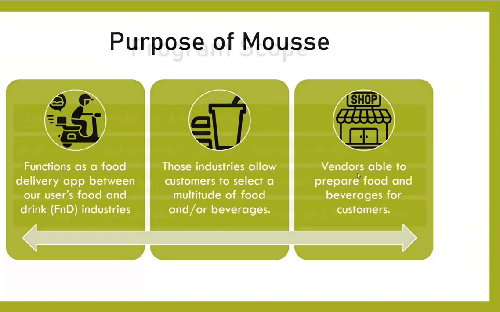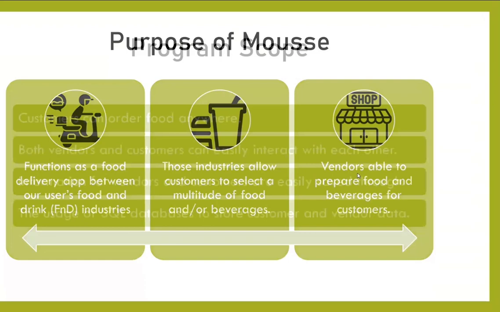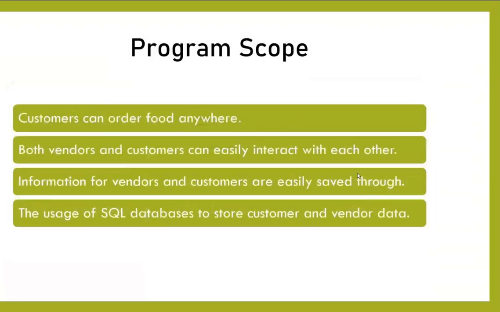Next is the program scope. Here our scope is to allow the customer to order food anywhere, and both vendor and customer can easily interact with each other within the program. The information for both vendor and customer is easily saved in the database inside the program. This is through the usage of an SQL database to store both the customer's and vendor's data.